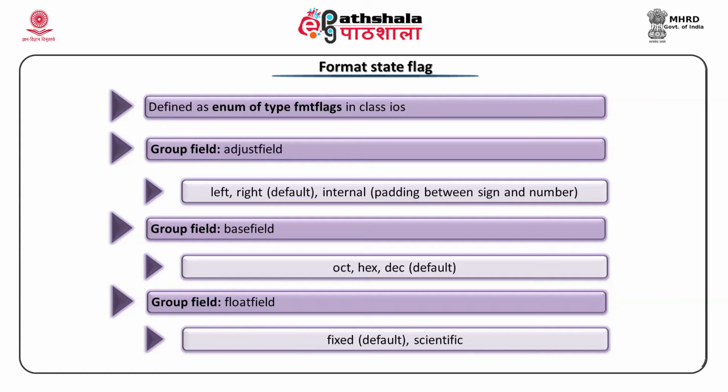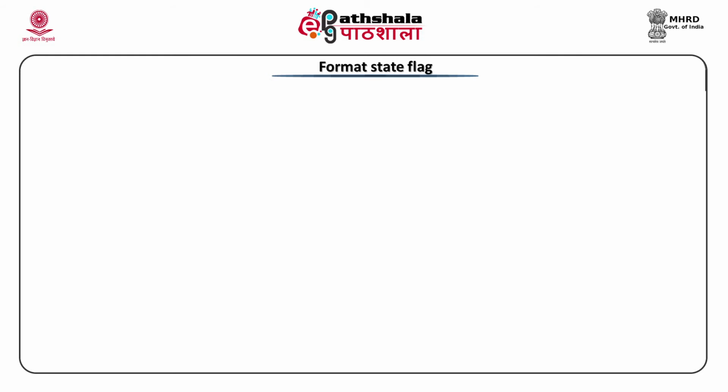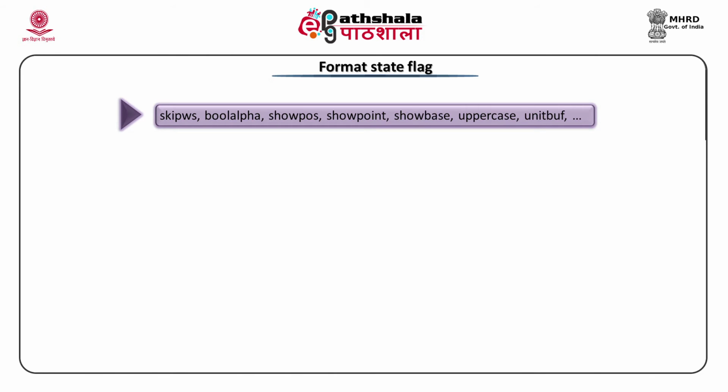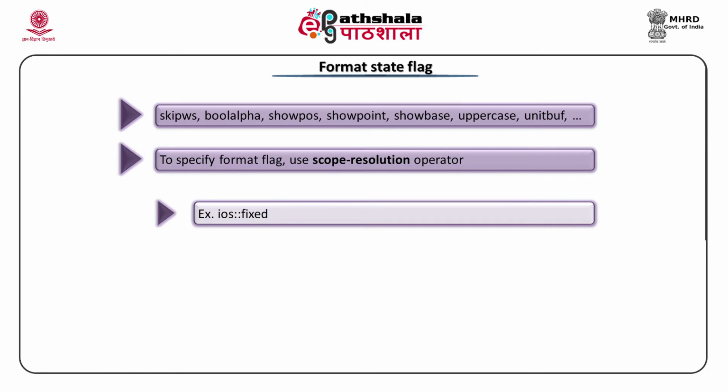and internal. Similarly, another group, basefield, has 3 bits: oct, hex and dec. The third group, floatfield, has 2 bits: fixed and scientific. Other bits are not grouped, like skipws, boolalpha, showpos, showpoint, showbase, where the number base is shown, and uppercase, where the base should be shown in uppercase, and so forth. To specify these format flags, we need to use the scope resolution operator.